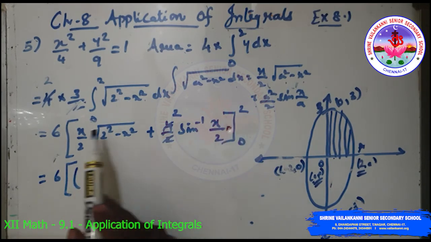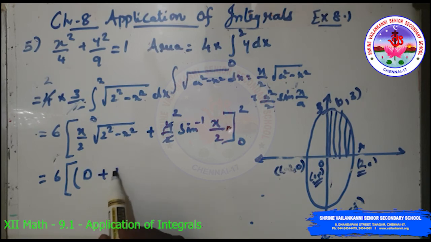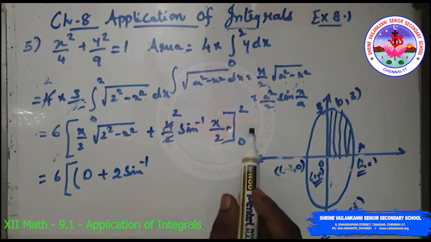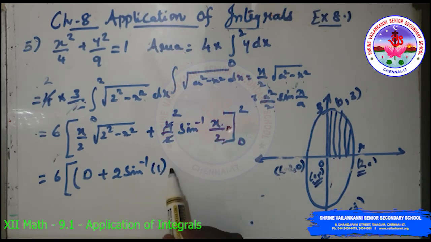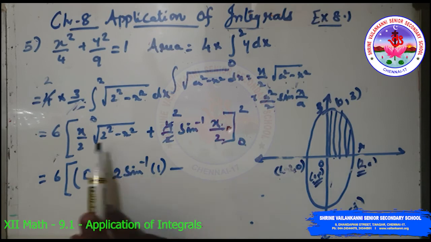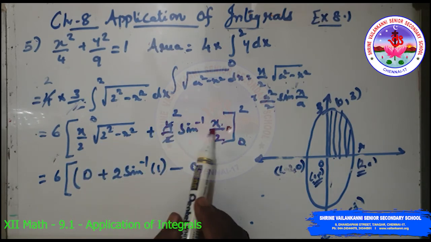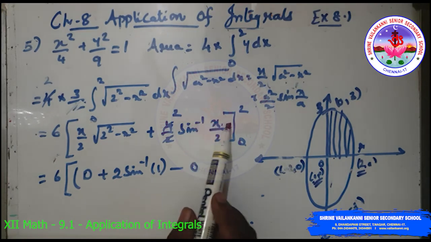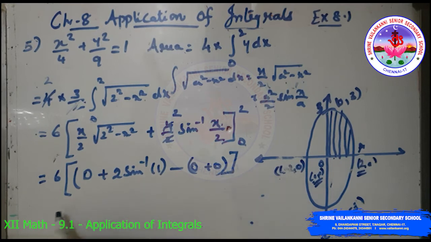Upper limit is 2. Substituting in x, so 2 by 2, which is 1. 1 into 2 square minus 2 square, which is 0. So 0 plus 2 into sine inverse of upper limit 2, so 2 by 2 is 1, so sine inverse of 1, minus lower limit. So 0 into something is 0, plus 2 into sine inverse of 0, so sine inverse of sine 0, which is 0. So 0 plus 0, which is equal to 6 into 2, 12.